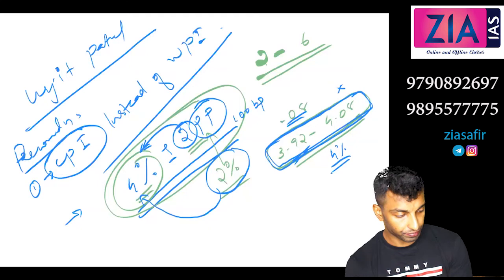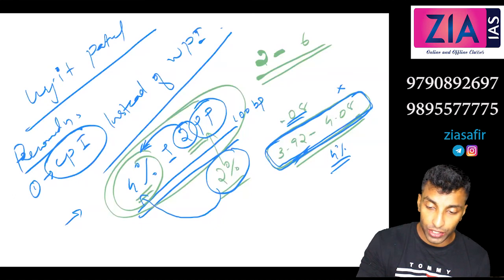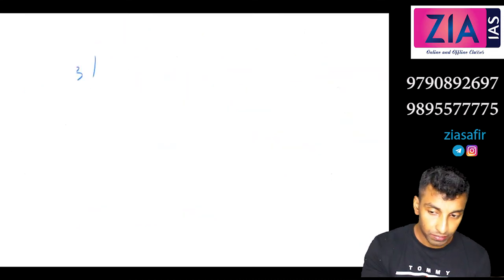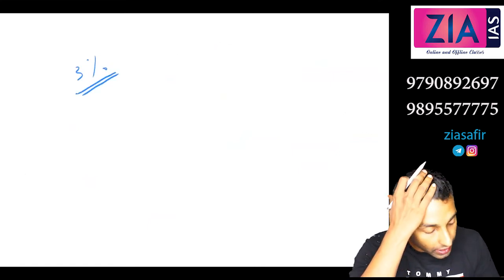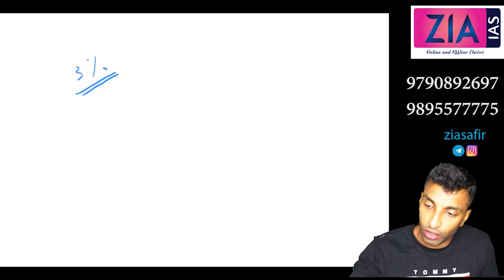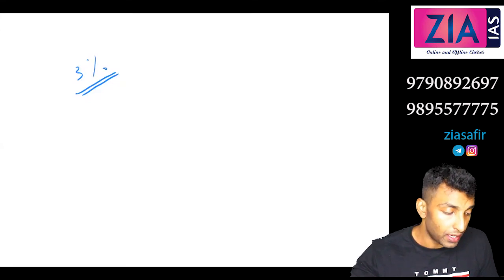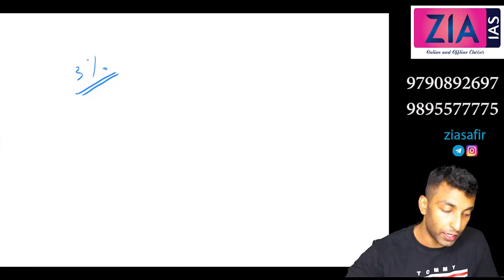Now next you can write, the government should reduce fiscal deficit to 3% of GDP to provide reasonable degree of flexibility to the monetary policy. Can anyone explain why this is?